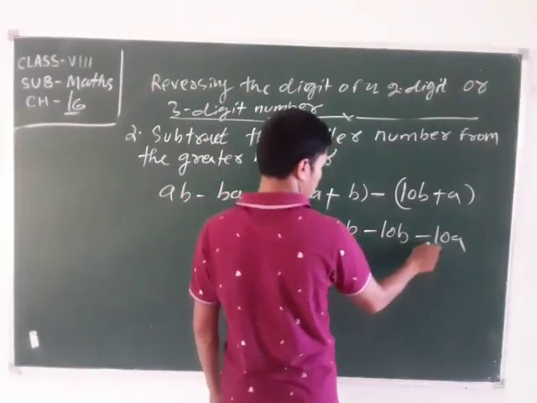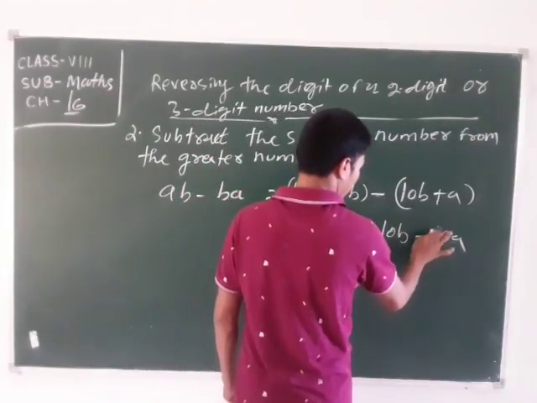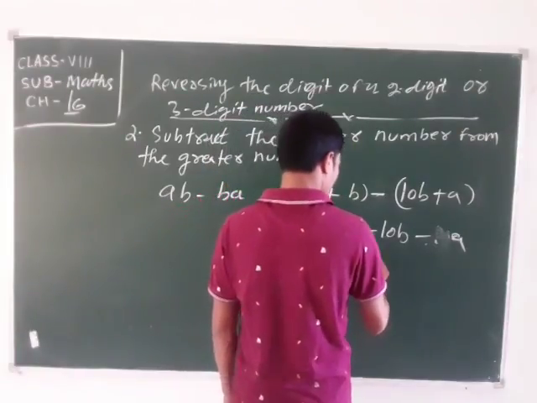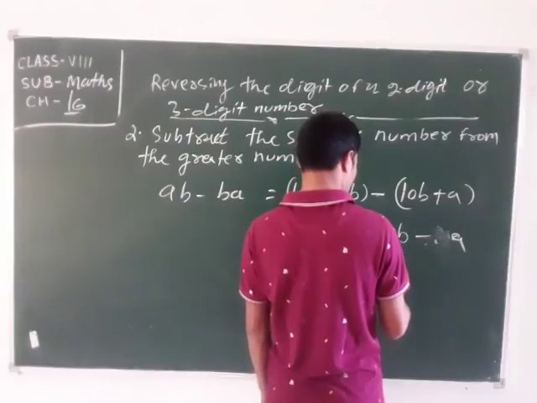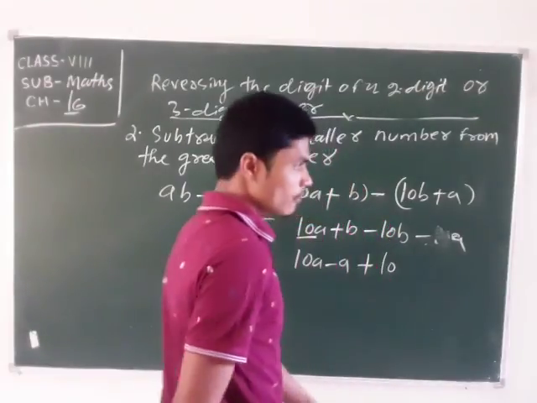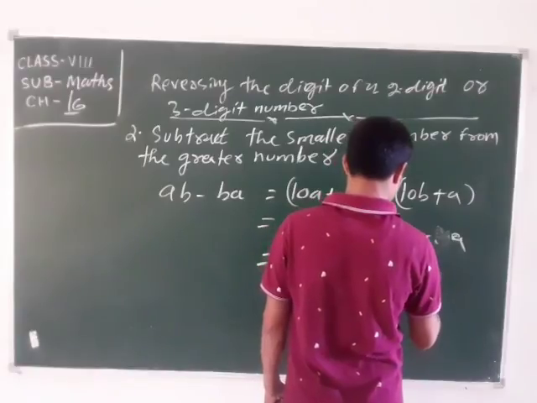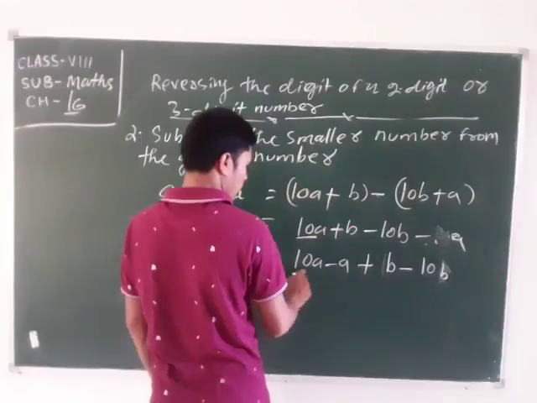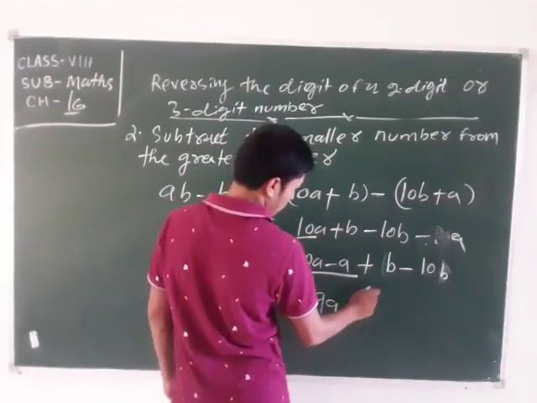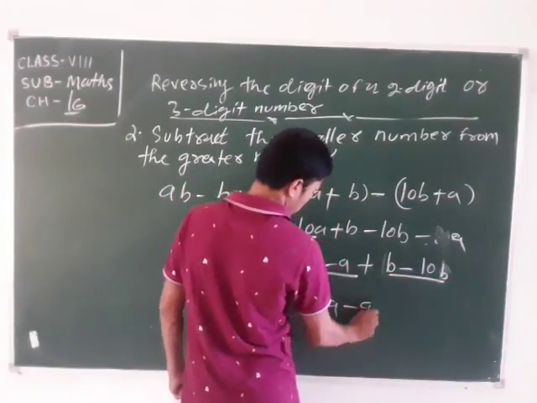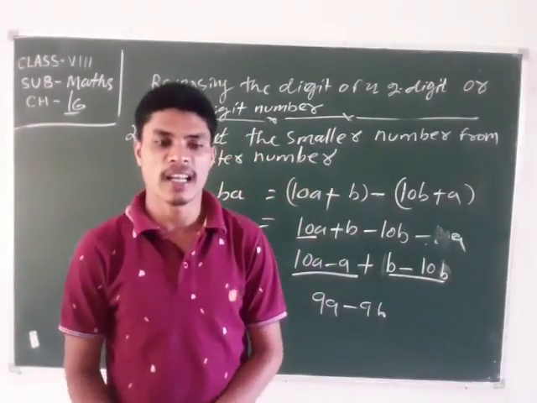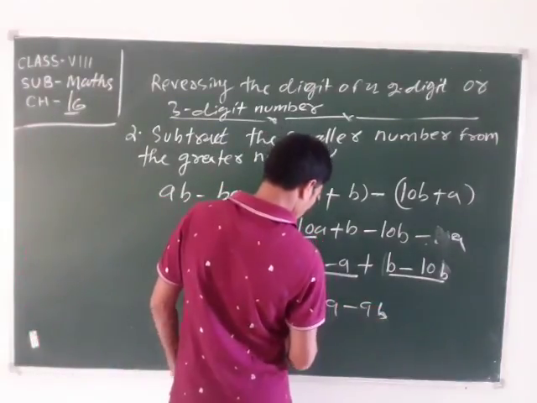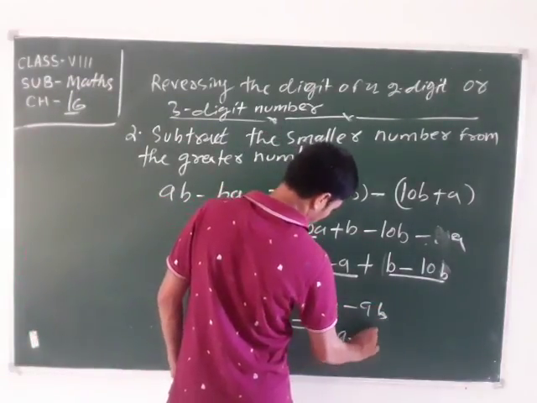Now here 10a minus a plus b minus 10b. So 10a minus a is 9a, minus 9b. The answer is 9a minus 9b. Also we can write it with 9 common: 9 times a minus b.